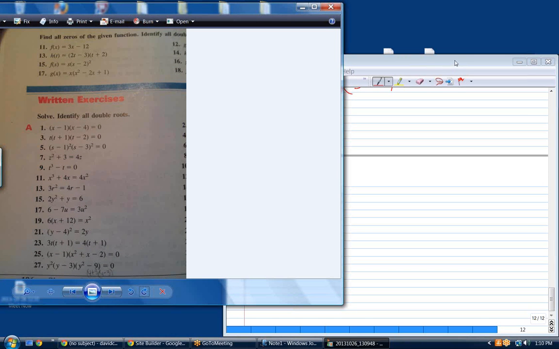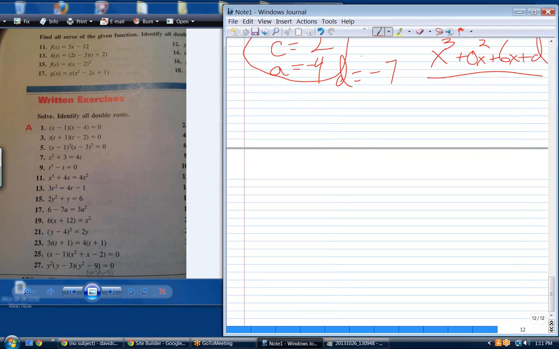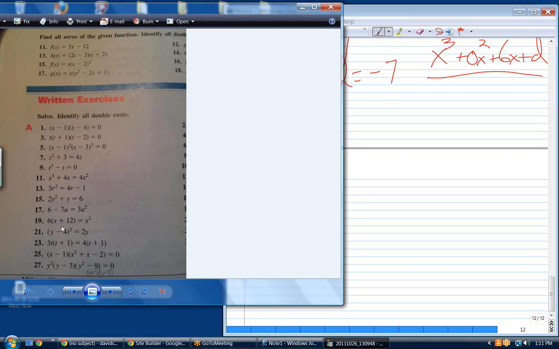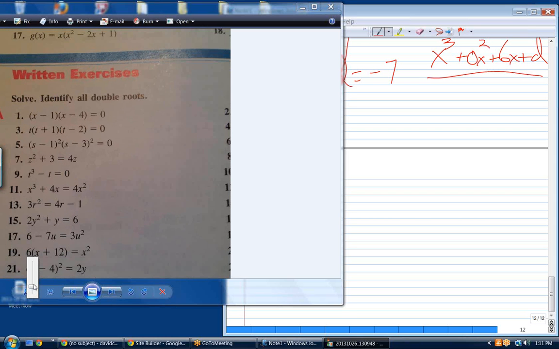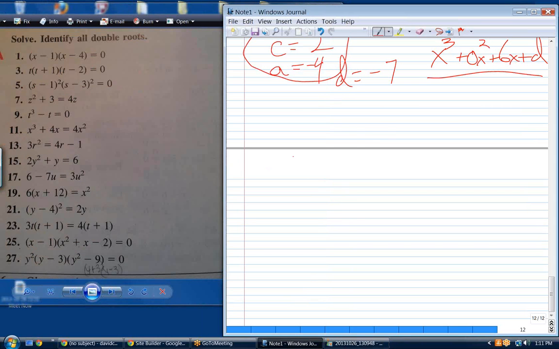Where do we want to start? Right now, I have done up to problem 19. She has us do odds. Okay, so 19 we want to look at. We're just identifying all double roots. So what do we have here? Let's distribute this. What's the next line going to be?